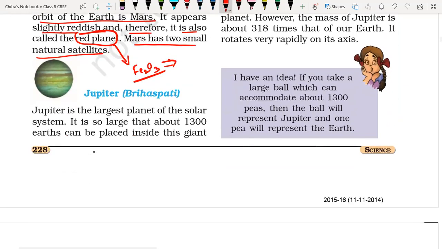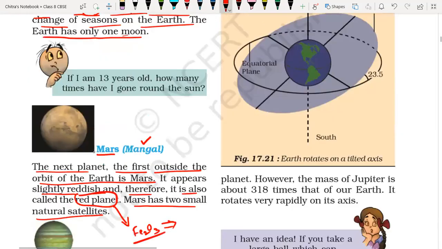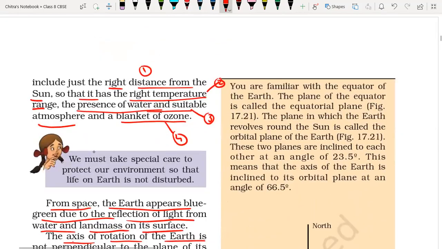Next we have Jupiter. Jupiter is also called Brihaspati. Jupiter is the largest planet, very important. Jupiter is the largest planet of our solar system. It is so large that about 1300 Earths can be placed inside the giant planet. Okay, it is as large as 1300 Earths.